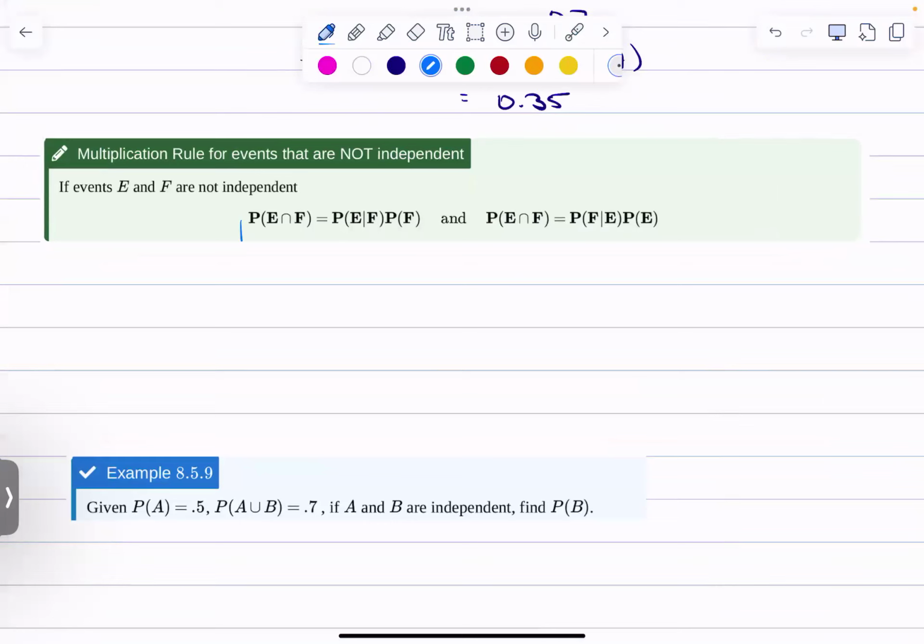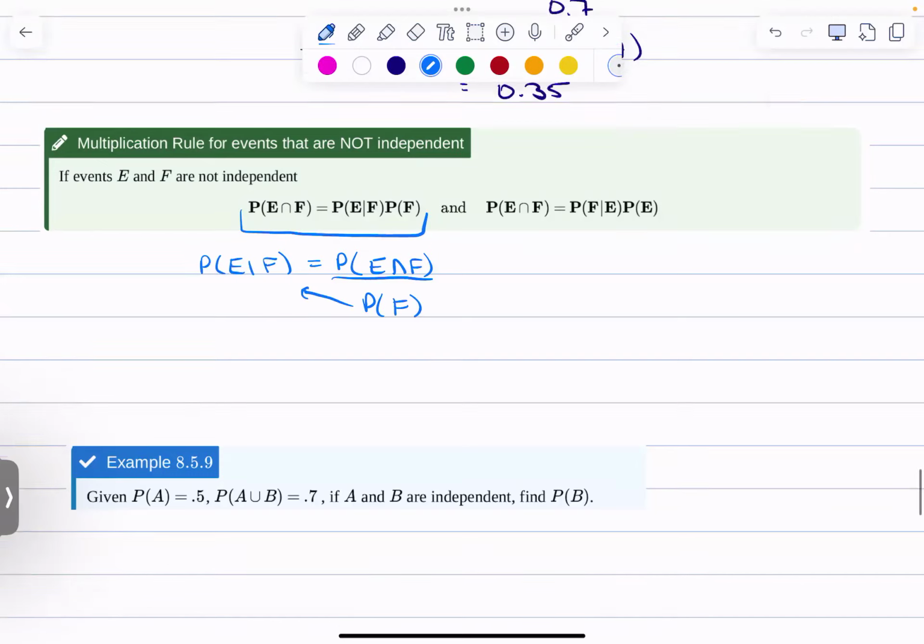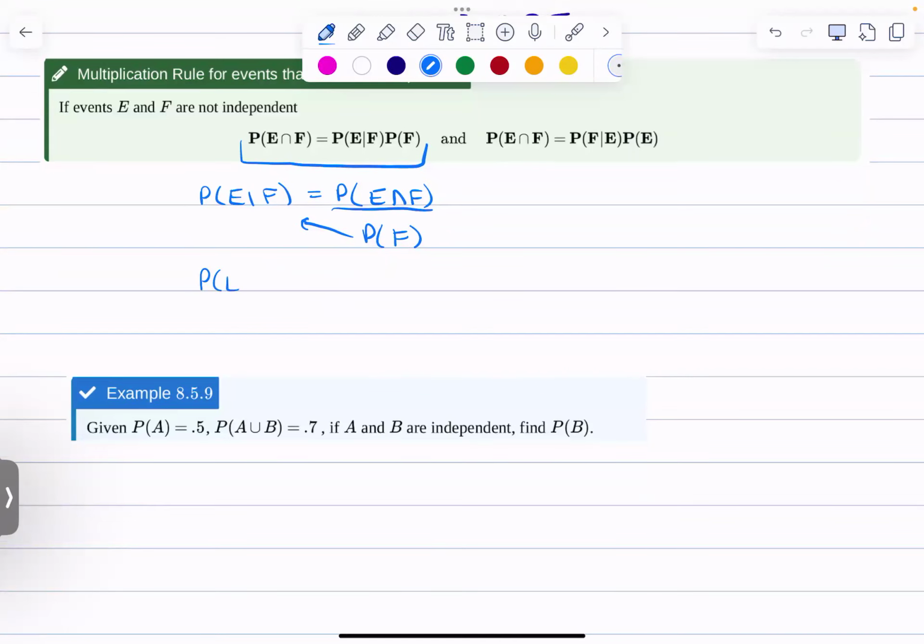Because from the probability of E given F, that's the probability of E and F divided by the probability of F. If I multiply this over here, I get the probability of E and F is the probability of E given F times the probability of F. And same thing goes for F given E.